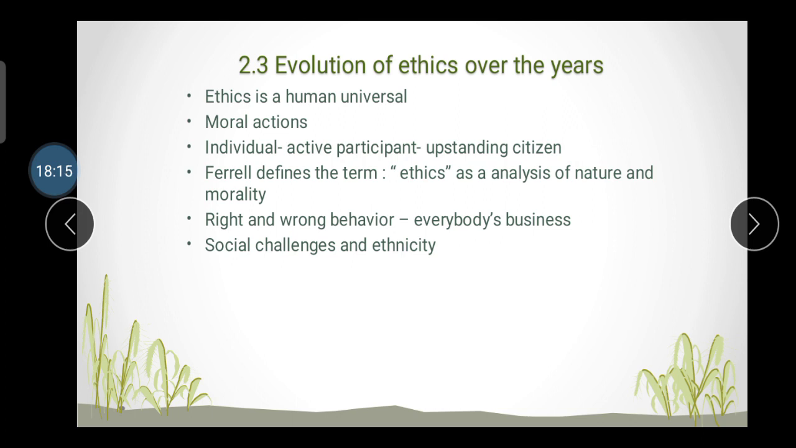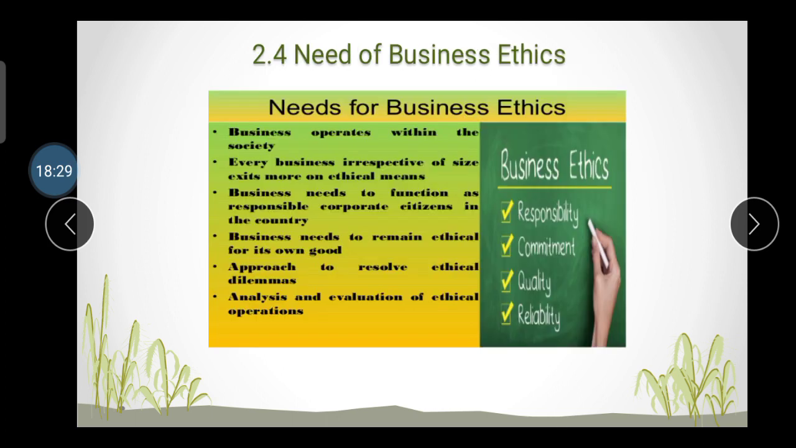So the evolution of ethics first came from human beings, and then they upgraded it, and now they have to implement this ethics in companies, professions and business sectors. What is the need for business ethics, why is it important, and what is the need of business ethics nowadays? First, business operates within society. I already explained that business is a part of society. Without society business cannot run. So whenever you operate in society, there is a need for business ethics.